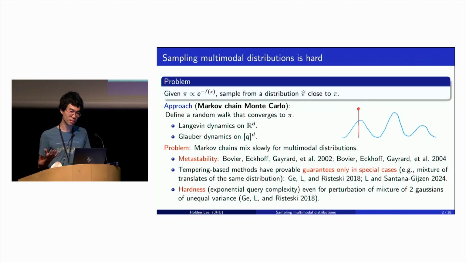However, we run into trouble whenever we get a multimodal distribution, because Markov chains tend to mix slowly. They'll get stuck in one of the modes and mix well in that mode, but fail to transition to the other modes. This is the phenomenon of metastability. There are various tempering or annealing-based methods, but these have guarantees only in special cases. And as the previous talk showed, we have hardness or exponential query complexity even for very simple distributions like a perturbation of a mixture of two Gaussians of equal variance.